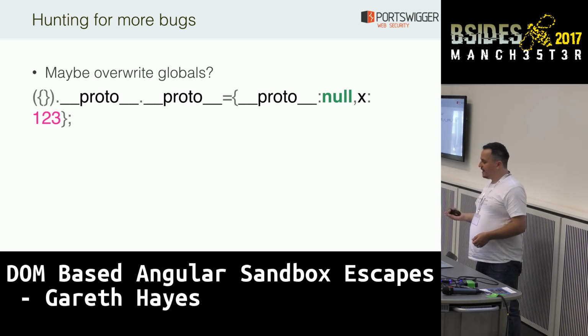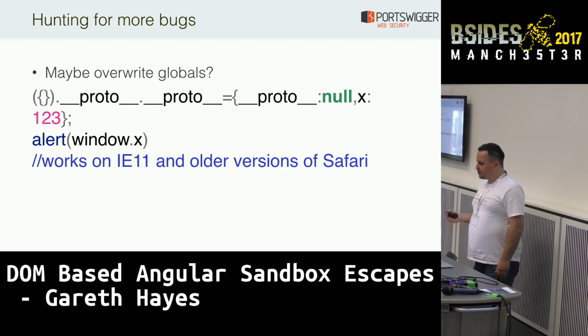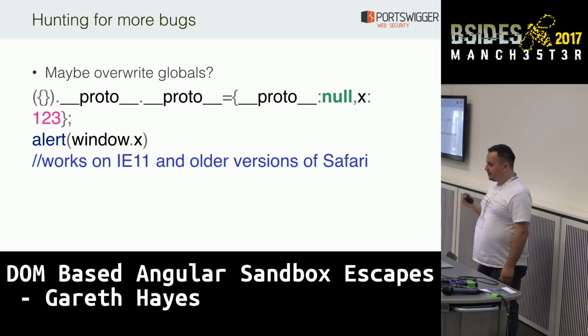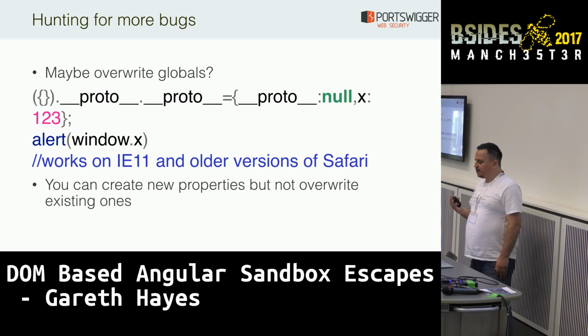And then we have an X property that we assign to 1, 2, 3. And we've got a global variable on window without specifying window dot, which is pretty cool, and that works in the Angular sandbox. This works on IE 11 and older versions of Safari. The thing is, we're not really getting a global variable. We've got the effect of a global variable, but what we're actually doing is we're modifying the global scope polluter prototype so we can create new properties, but we can't overwrite existing ones. So I couldn't use this for the hack.